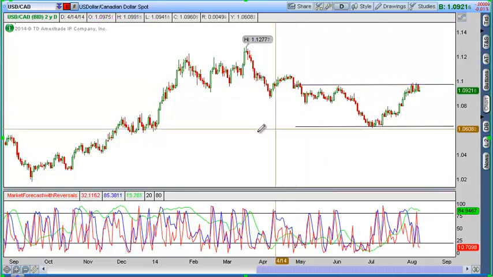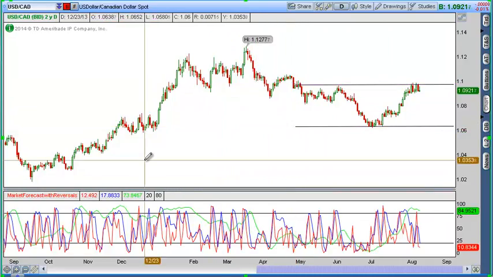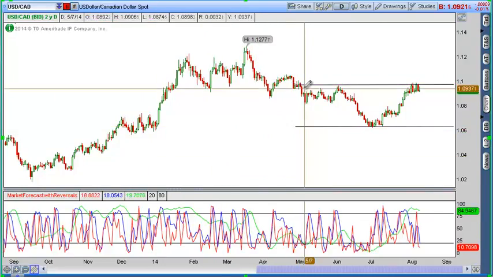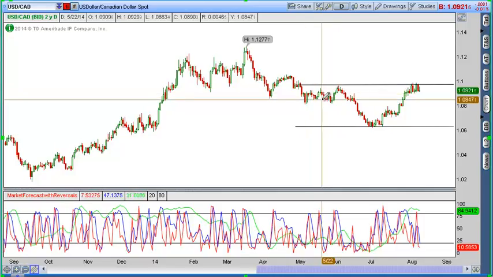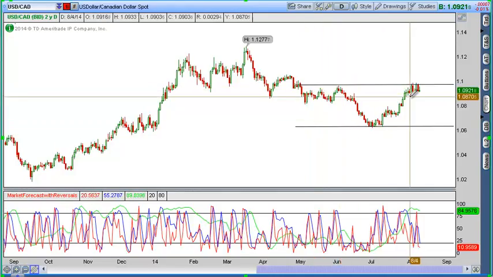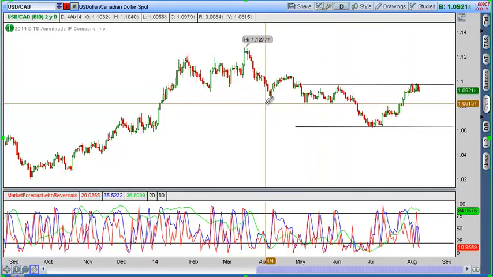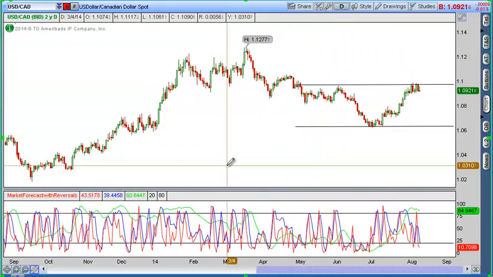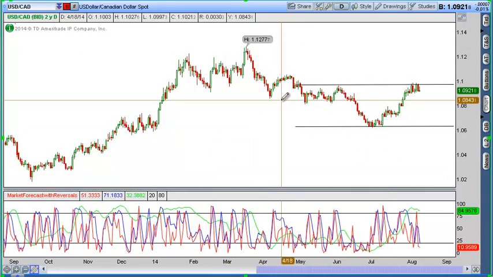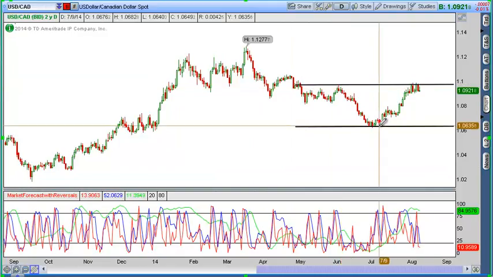I might call this a cup and handle. Whether I call it a cup and handle or not, it doesn't really matter. What I'm looking for is this idea that we have this little support and resistance area here and this big scooping area here. Generally, I prefer to see cup and handles at the top of resistance or an inverted cup and handle at the bottom of support. But we're seeing this little pattern here. That pattern still holds true.